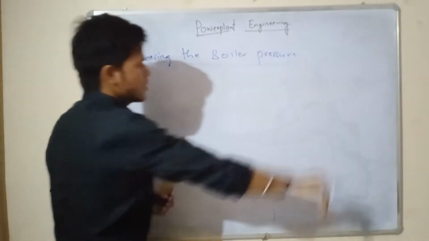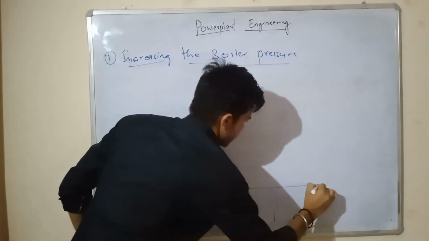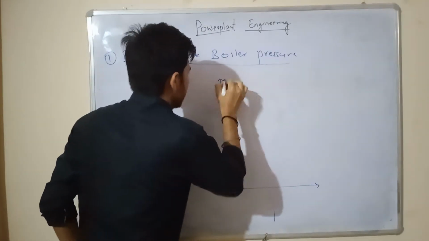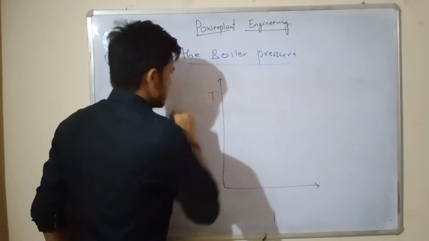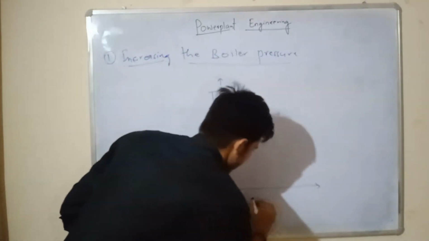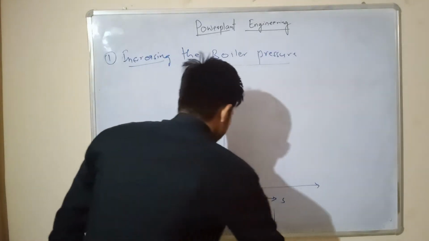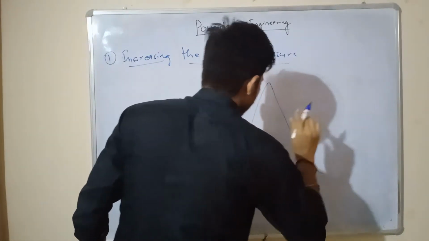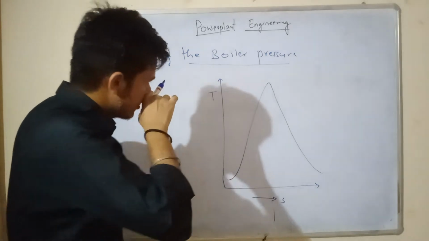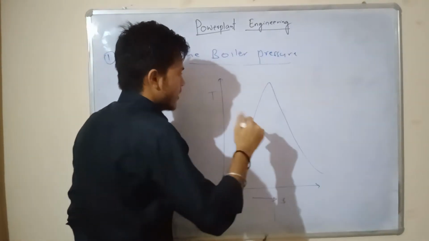So just observe the diagram. I'm going to draw the TS diagram. You should observe the TS diagram very carefully, everything is seen on the TS diagram. This is temperature, and this x coordinate denotes the entropy. This is the vapor saturation curve. First we draw the simple Rankine cycle.